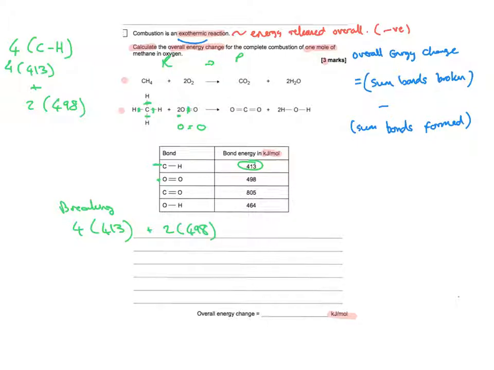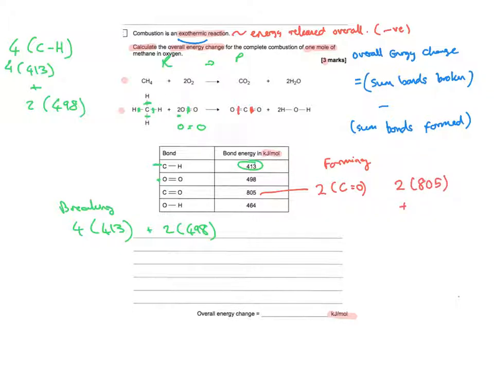Okay, so that's my breaking, and my forming. I need to form that carbon-oxygen bond, and I need to form that carbon-oxygen bond. So that's 2 carbon-oxygen bonds I need to form. So that would be these. So I need to form 2 of them.